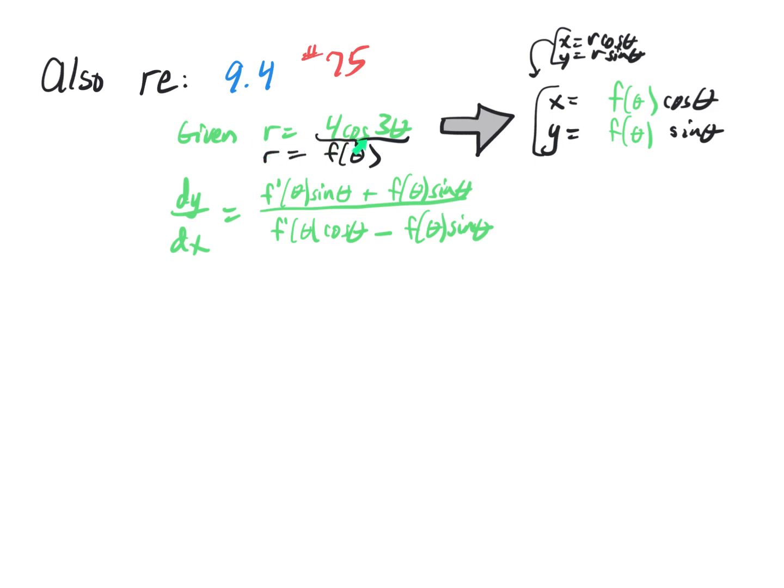Well, if r is this function of theta, and we know that x is r cosine of theta and y is r sine of theta, then x is equal to this function of theta, 4 cosine 3 theta, times cosine, and y is r, this function of theta, that is r, times sine of theta. So, finding the derivative dy/dx, we have dy/d theta, the derivative of this with respect to theta, divided by dx/d theta, the derivative of that with respect to theta.